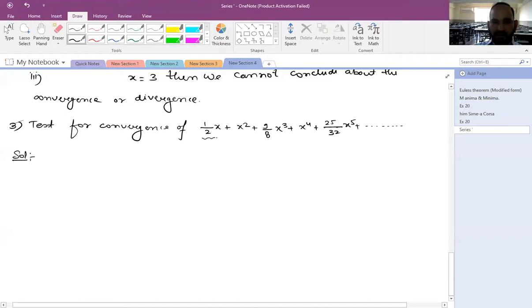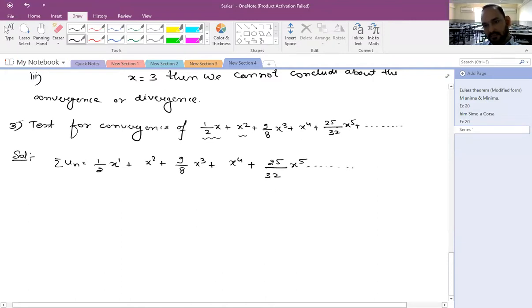Now in this series, this is the first term, this is the second term. So you are given summation un as 1 by 2 x raised to 1, x square, 9 by 8 x cube, x raised to 4, 25 by 32, 25 by 2 raised to 5. Yes, sir. Okay.